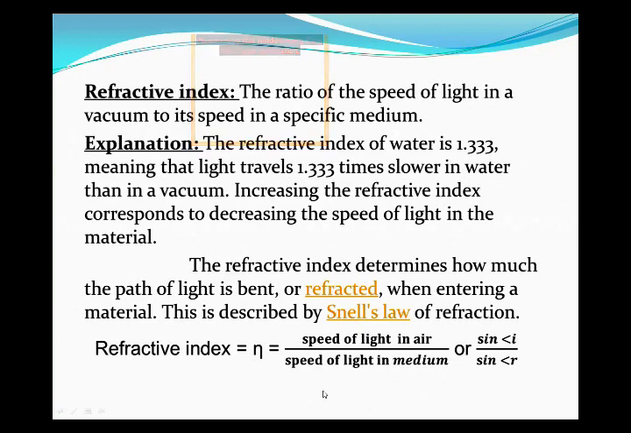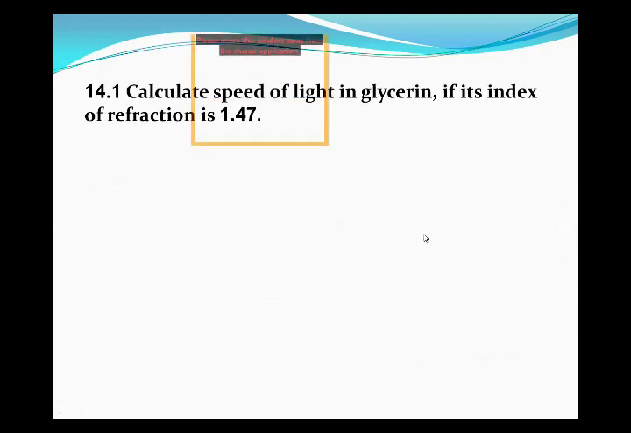Now we are going to the next one. The numerical is 14.1, and it says: calculate the speed of light in glycerine if its index of refraction is 1.47. Here we have to calculate the speed of light in glycerine if its index of refraction is 1.47.